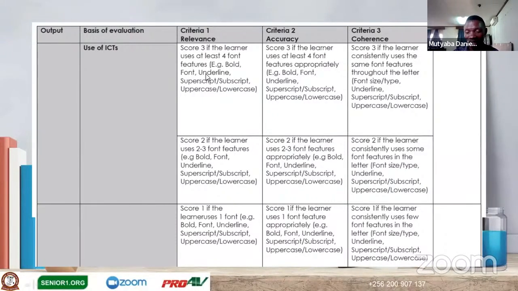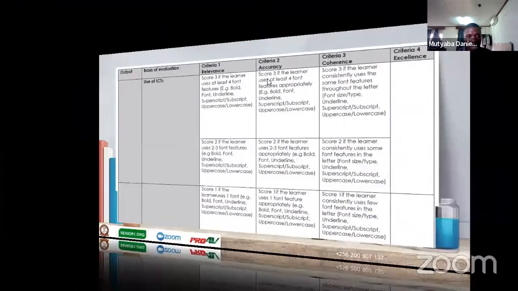The lowercase, is it accurately done? And then the coherency: you look at all these features of font size, underline, bold, in line with the coherency, and at the end of the day you are able to award accordingly. You may have an activity that has 2 bases, another can have 3 bases, another 4 bases, basing on what you are testing from the learners.